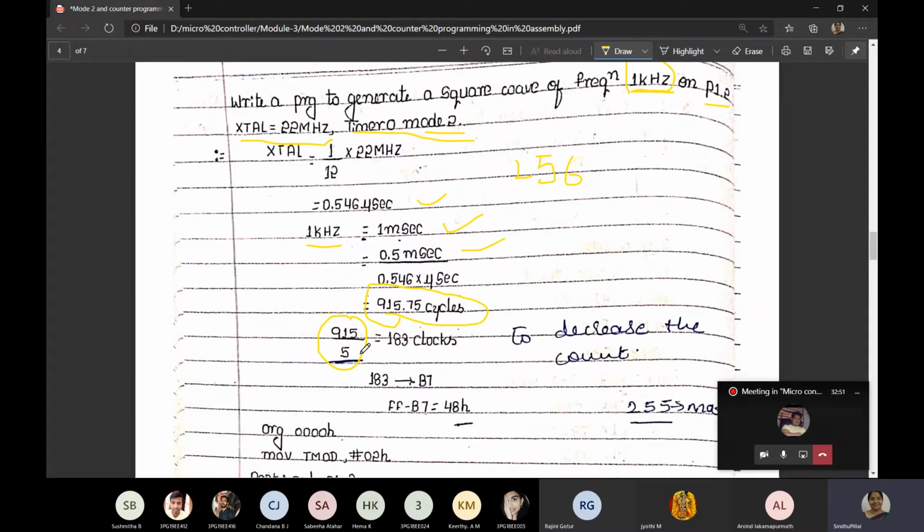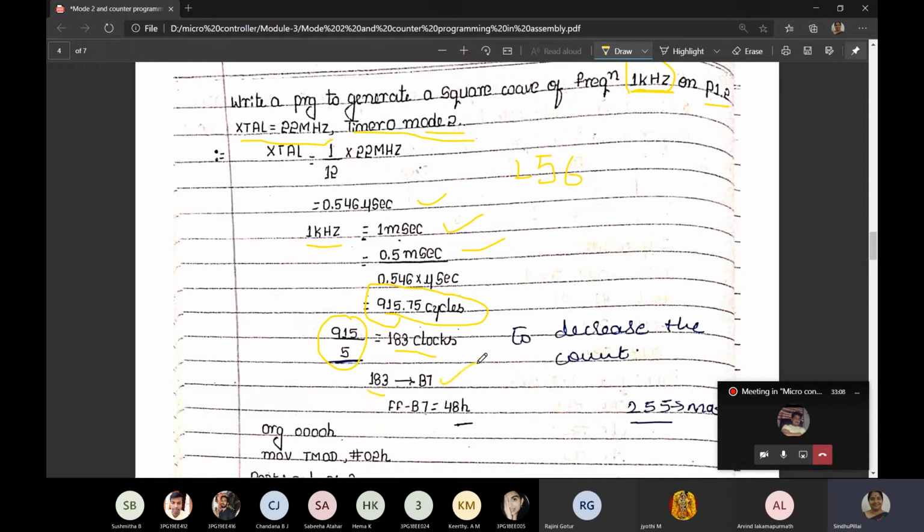So they are dividing it by 5. So we got the number is now 183. 183 is less than 256, see that the number should be less than 256. That should be done. Okay, so find the hexadecimal of 183.